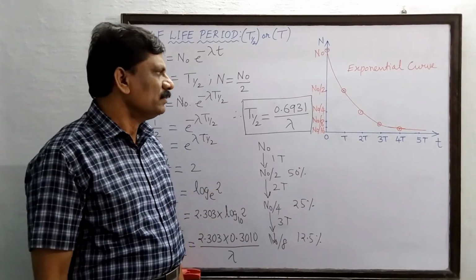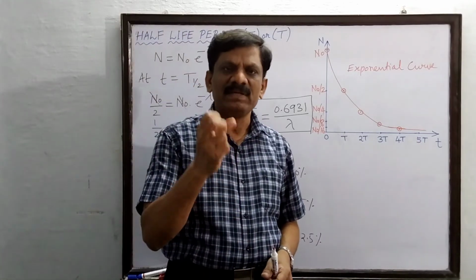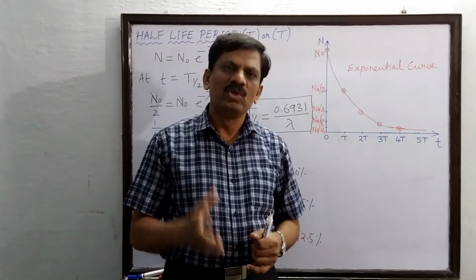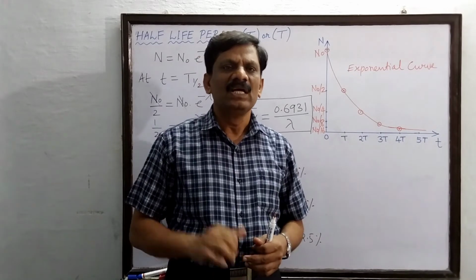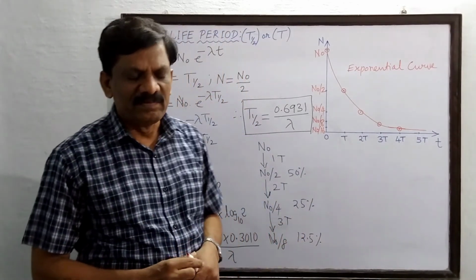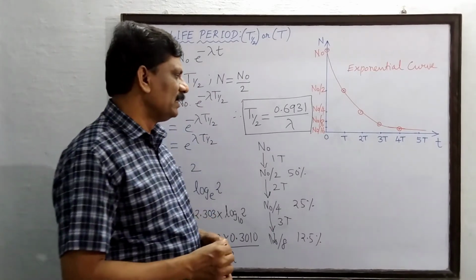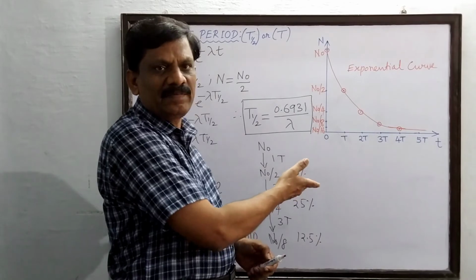Now, half-life period is defined as the time taken by the radioactive substance to become 1/2 of its initial amount. There is another time which is called mean lifetime or average lifetime. That I am going to explain in the next session.